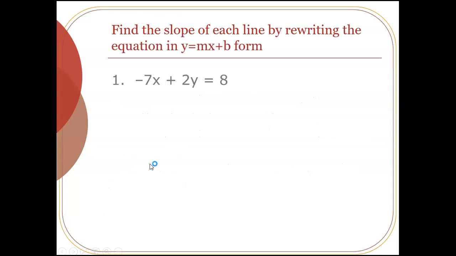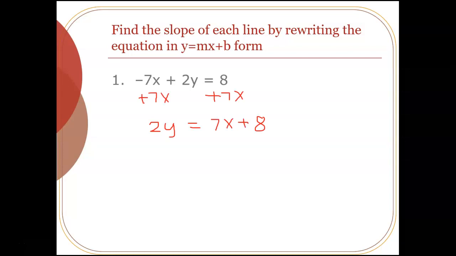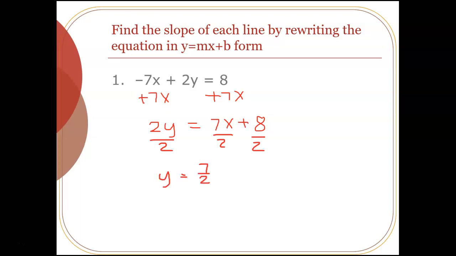Okay. So we want to find the slope of each equation by rewriting the equation in the form y equals mx plus b. So we're going to add over the 7x. So we are almost in y equals mx plus b form. We need to divide both sides by 2. So we get y equals 7/2 x plus 4.